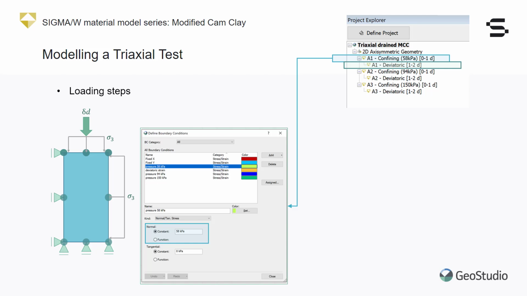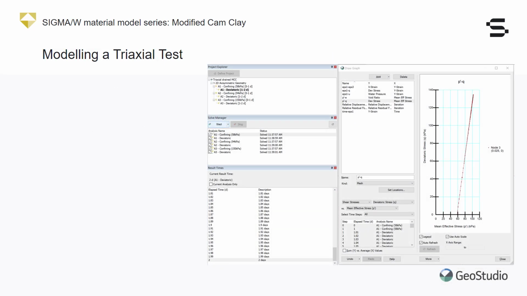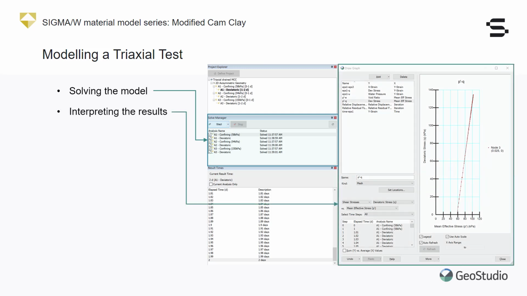For example, in test A1, the constant normal stress of 58 kPa is applied on both the right and top sides of the model using a normal tan stress boundary type for the confining pressure analysis. In the deviatoric analysis, a displacement type boundary condition is applied to the top of the model. A displacement of 2 centimeters, that is equivalent to 40% strain, is applied linearly over time using a spline data point function. All the analyses are then solved in SigmaW, and the stress, strain, displacement, and other responses of the model can be extracted and interpreted.